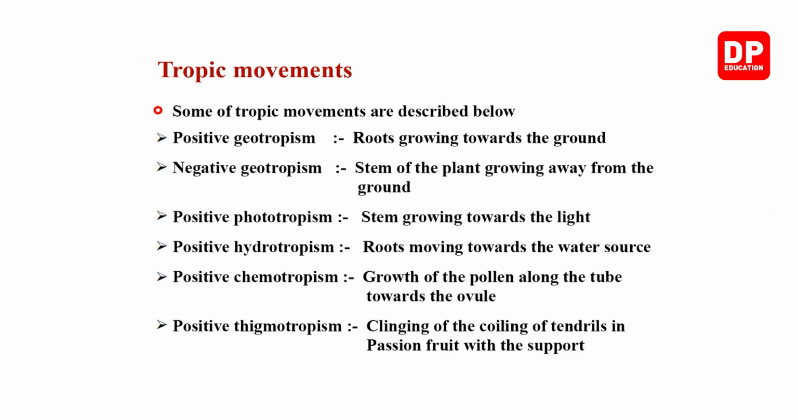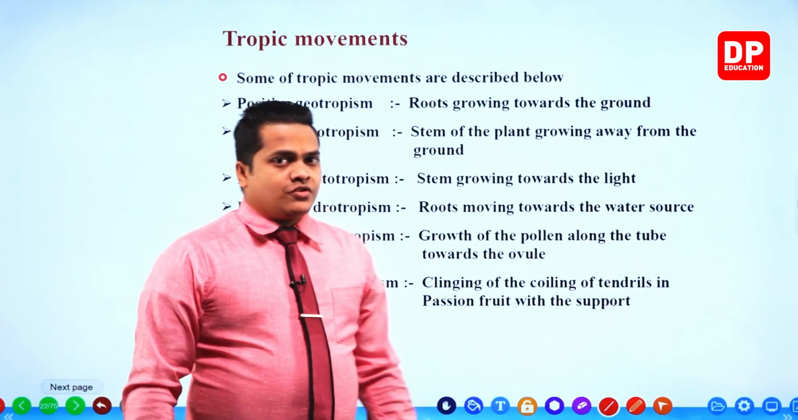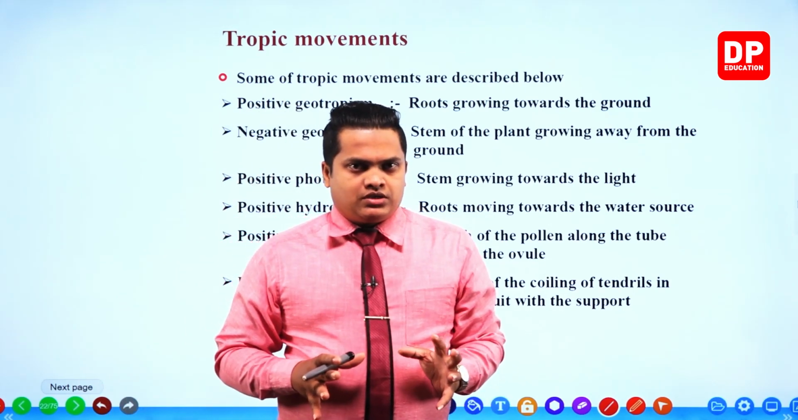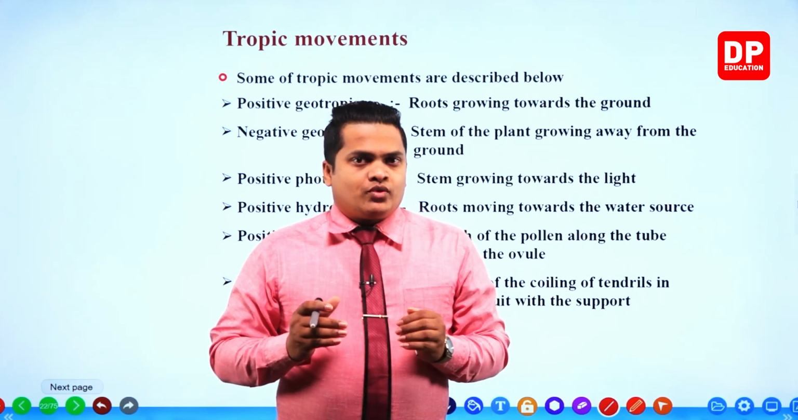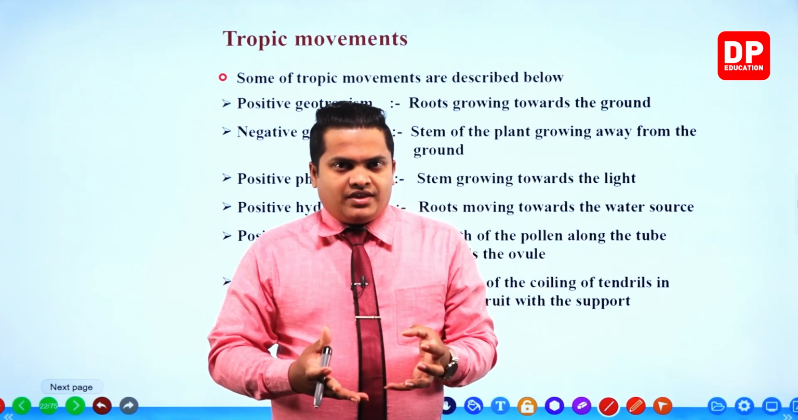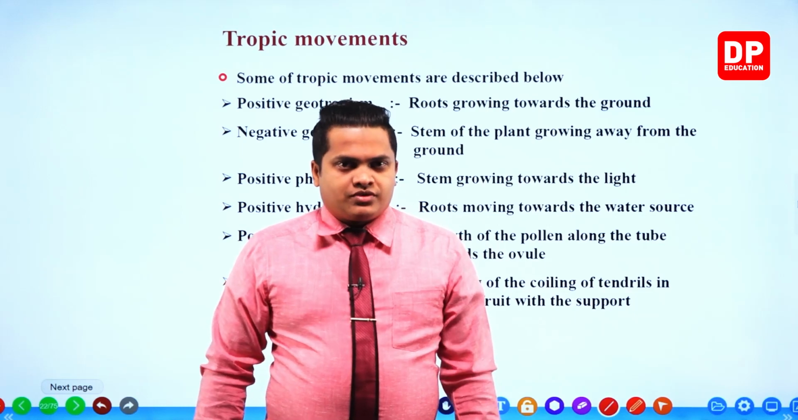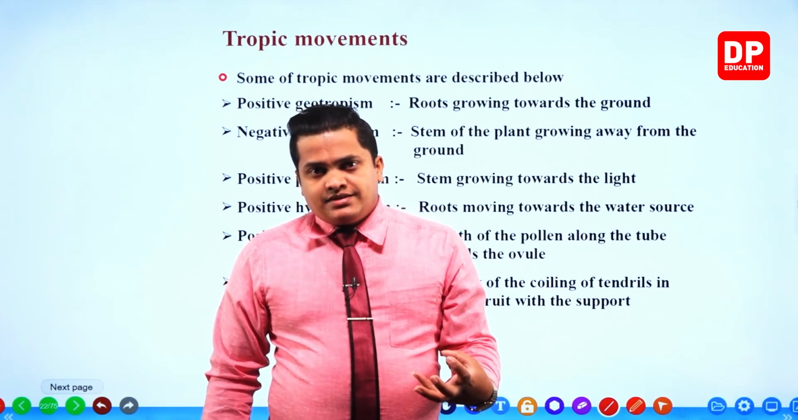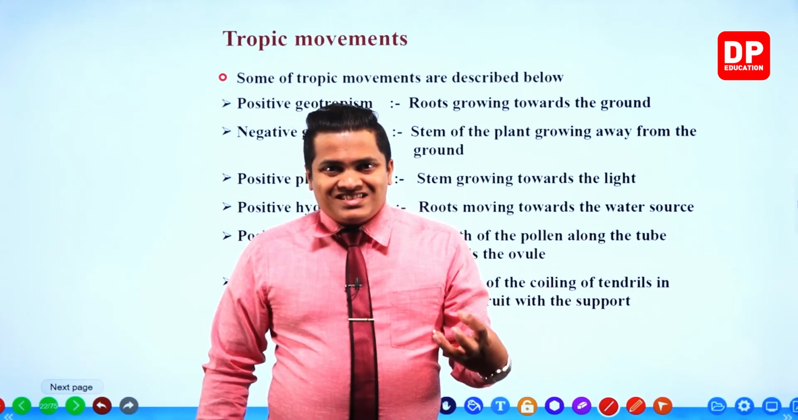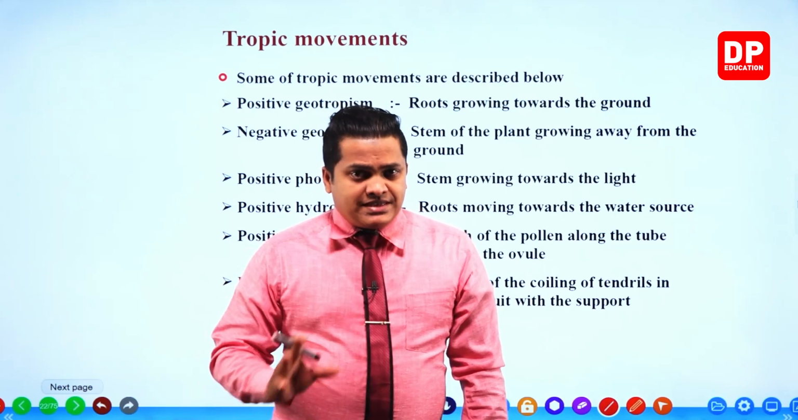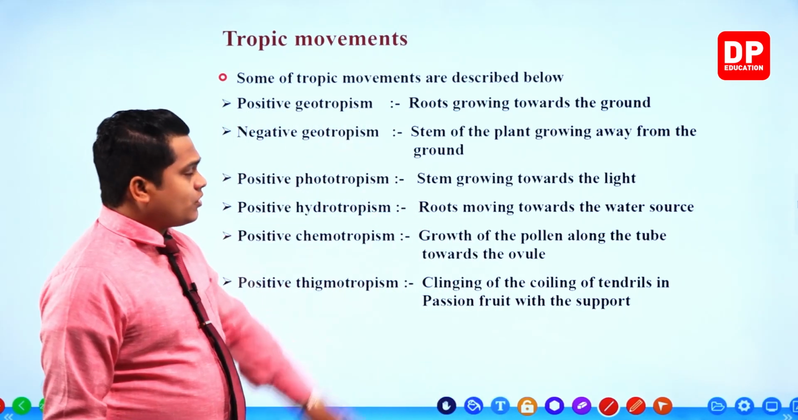So number one, positive geotropism. Geo means the ground. I think you know about geography, geologist. Geography means the study about the earth, the study about the ground. So geo means ground. Geotropism means trophic movements related to the ground, towards or away from the ground. Positive geotropism means positive geotropism.